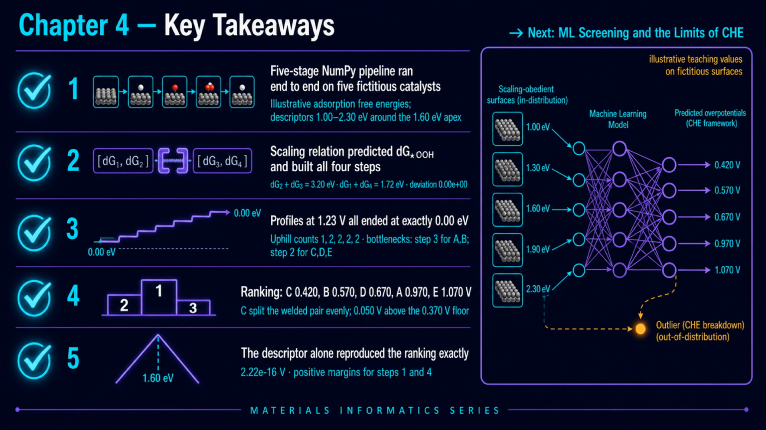Profiles at the equilibrium potential all ended at exactly 0, with 2 distinct bottlenecks. The ranking was C, B, D, A, E, and C sat just 0.050 volts above the floor because it split the welded pair nearly evenly. The descriptor alone reproduced that ranking exactly. Next, ML screening and the limits of CHE.